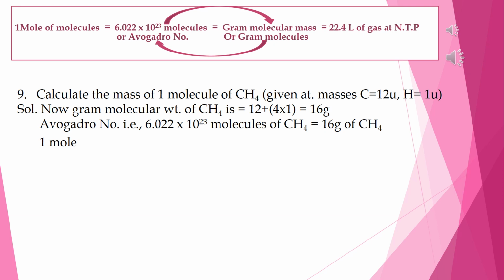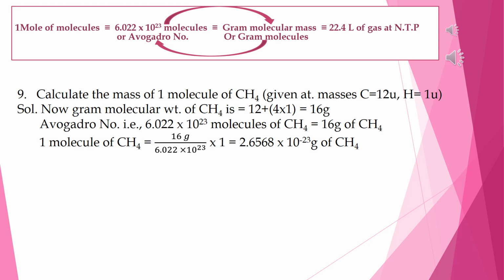So 1 molecule of methane is equal to how much gram? 16 divided by 6.022 × 10^23, multiplied by 1. That comes out to be 2.6568 × 10^-23 gram of methane. The 10th numerical is: calculate the number of molecules present in 34 gram of ammonia gas.